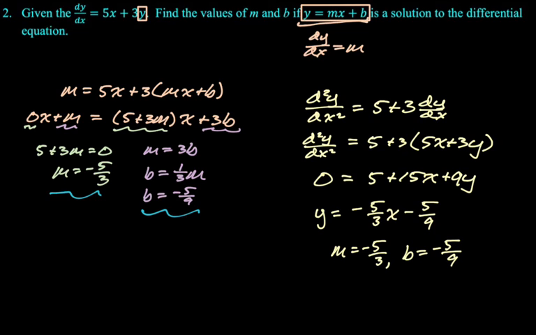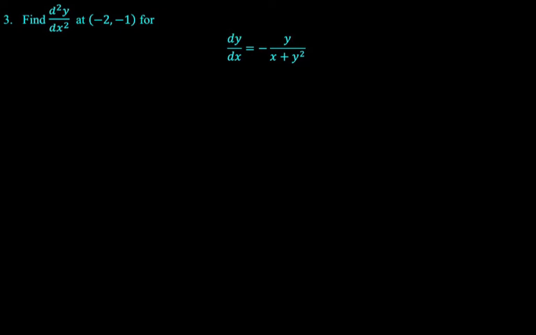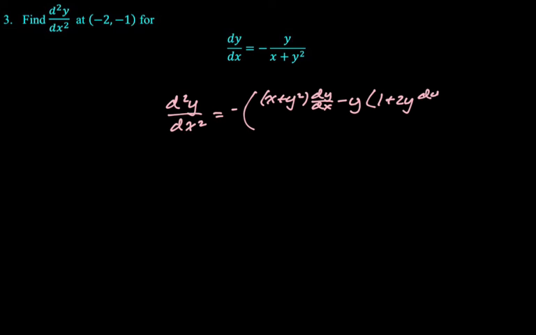All right, let's take a look at one more problem on this problem set. Find the second derivative at (negative 2, negative 1) for dy/dx. So we're starting at dy/dx, which is nice, is negative y over x plus y squared. Okay, so this looks like a quotient rule problem where we have to remember the chain rule. So the second derivative is going to be negative of this whole thing: bottom times derivative of the top, which is dy/dx, minus top, which is y, times derivative of the bottom, which is 1 plus 2y dy/dx. Don't forget the chain rule. All over the bottom squared, so (x plus y squared) squared.